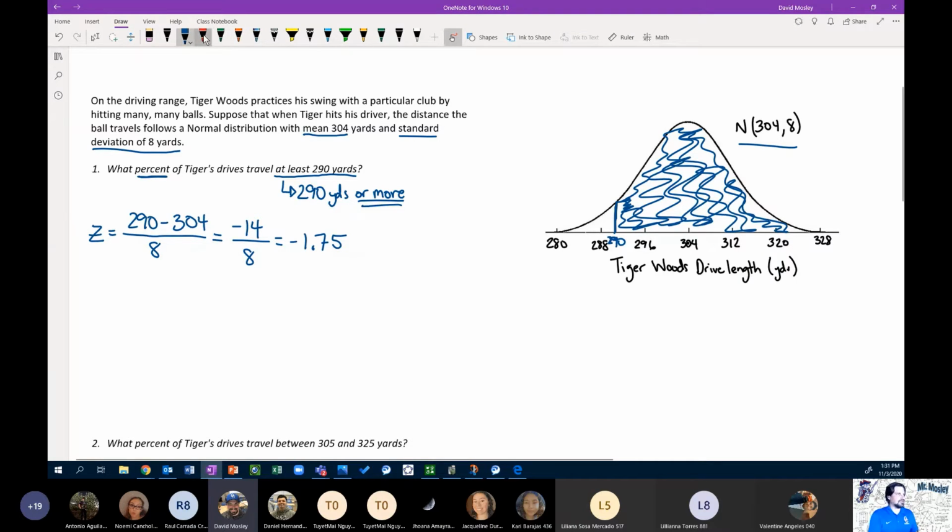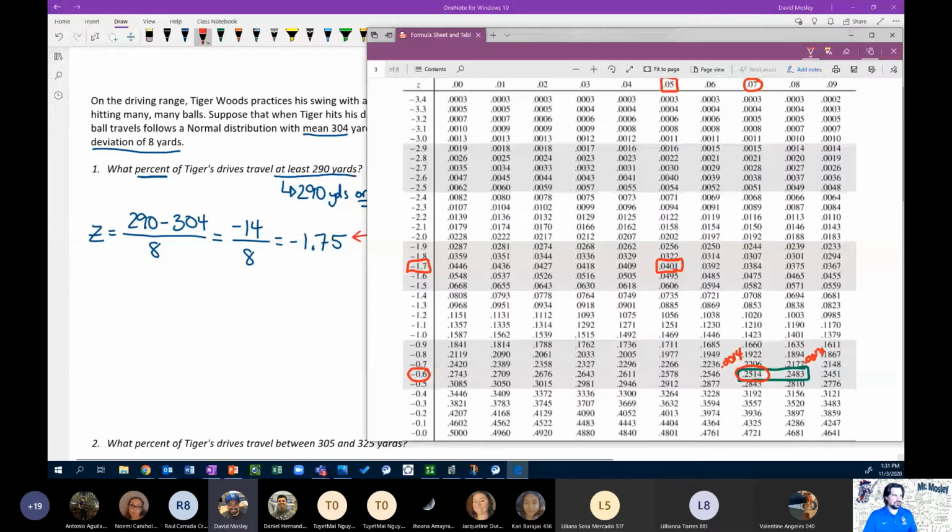All right, so now this is the z-score that I'm going to use on table A. The z-score is going to tell me what this proportion is, which is why I need to subtract it from 100 to get the blue proportion. Okay, so we'll get our table A out here.